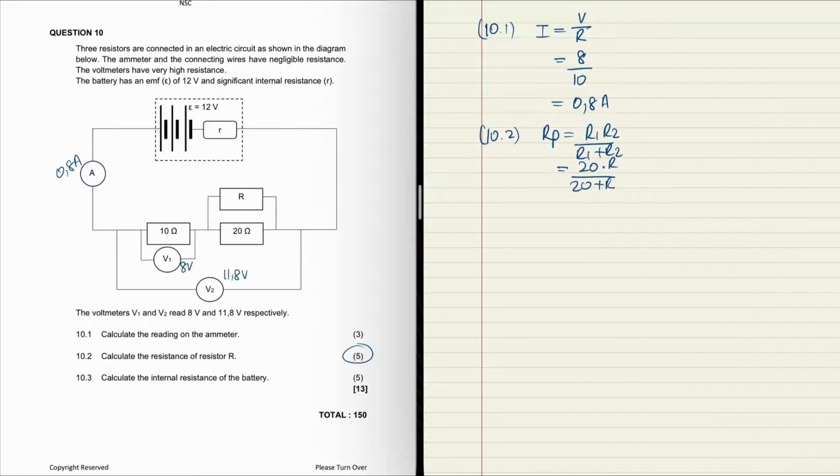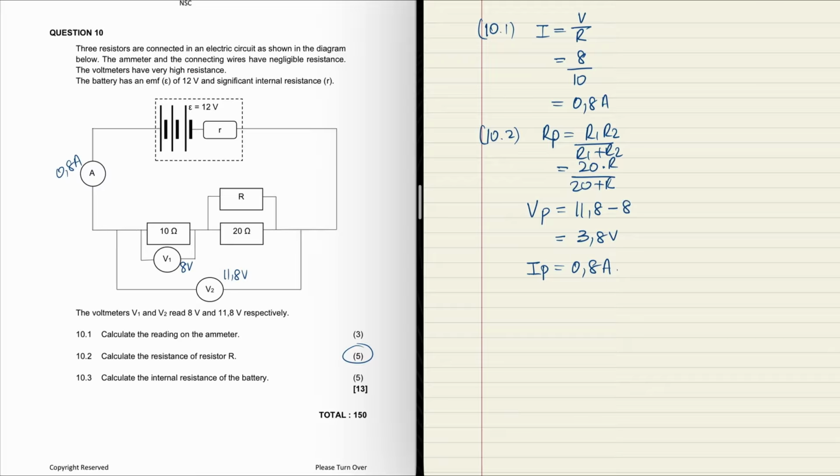Now what we can do is work out the voltage that the parallel branch is going to be using. If we know that both this and this are using up 11.8, we can subtract 8 from the 11.8 to work out what the parallel branch is going to be. So the voltage for the parallel branch is going to equal 11.8 minus 8, and that's equal to 3.8 volts. Then we also know the current through the parallel branch is going to be 0.8 amperes.